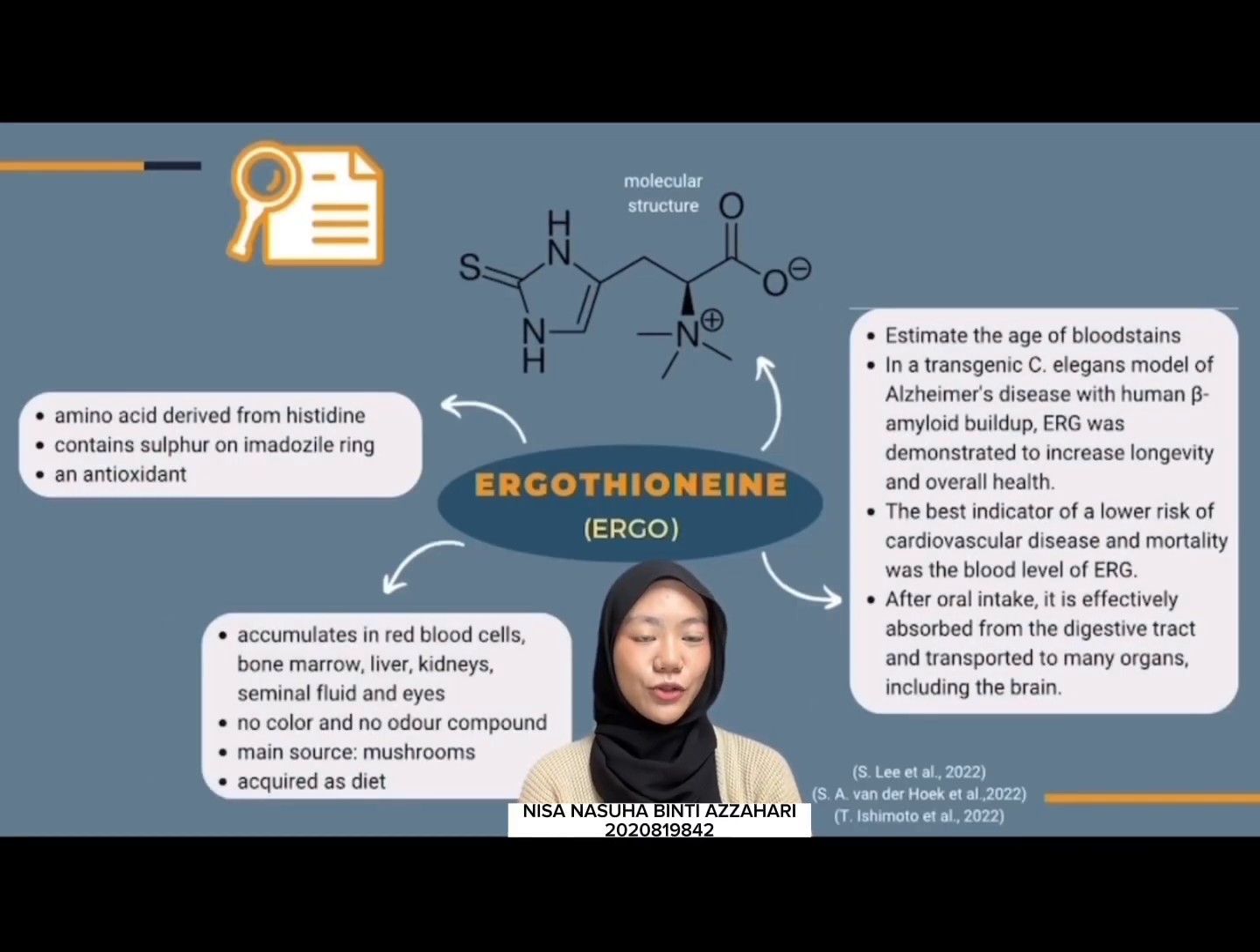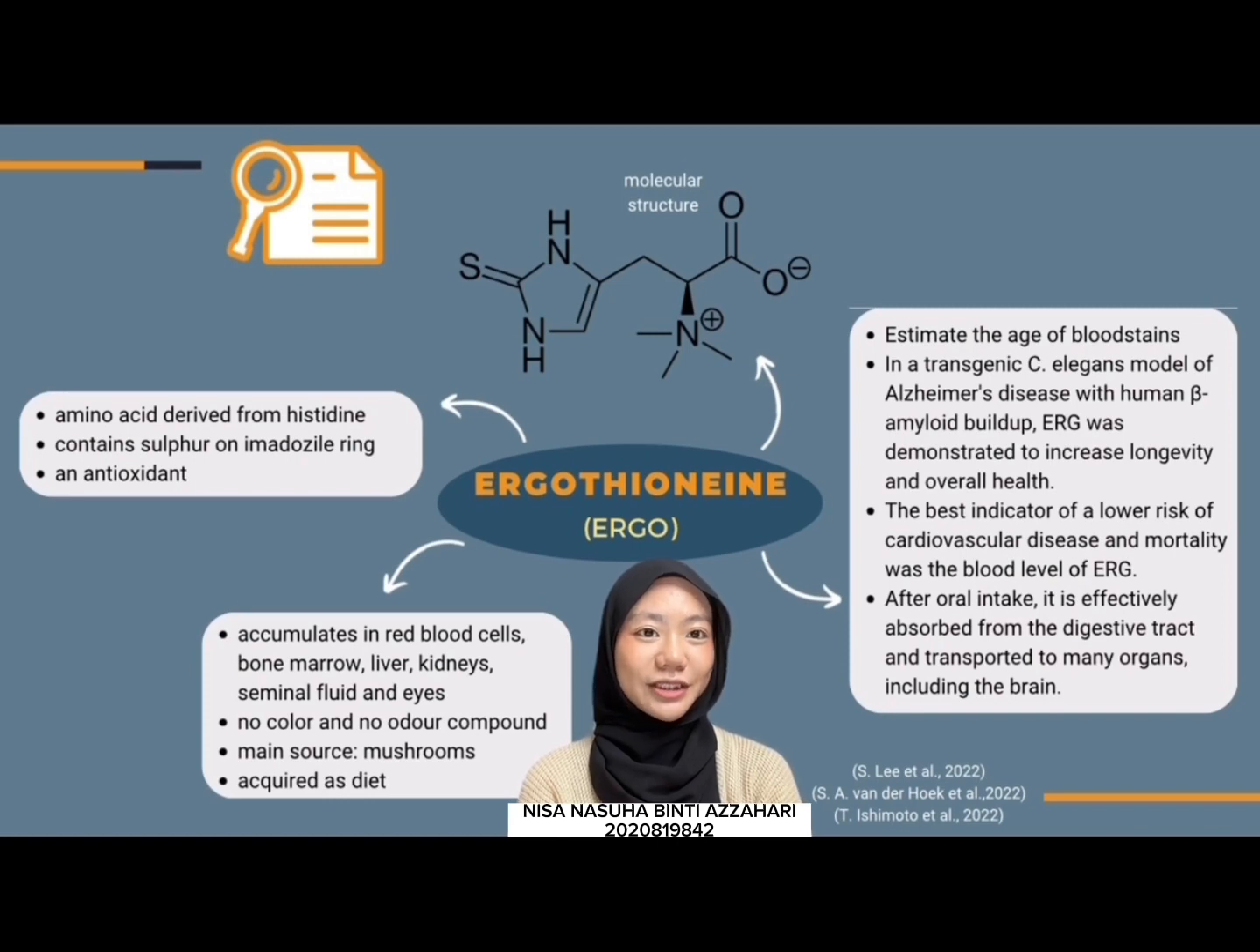The short form for ergothioneine is ergo. Ergo is a naturally occurring amino acid which is derived from histidine. From the molecular structure, the chemical formula is C9H15N3O2S. The sulfur is located on the imidazole ring. Ergo accumulates in red blood cells, bone marrow, liver, and kidneys. It is a colorless and odorless compound. The main source from which we could obtain ergo is mushroom. It can be acquired as a diet.